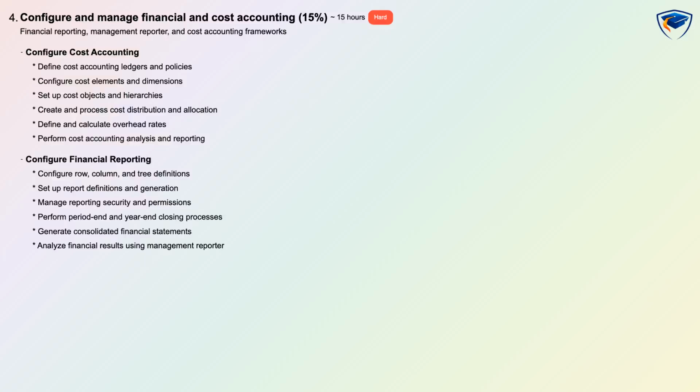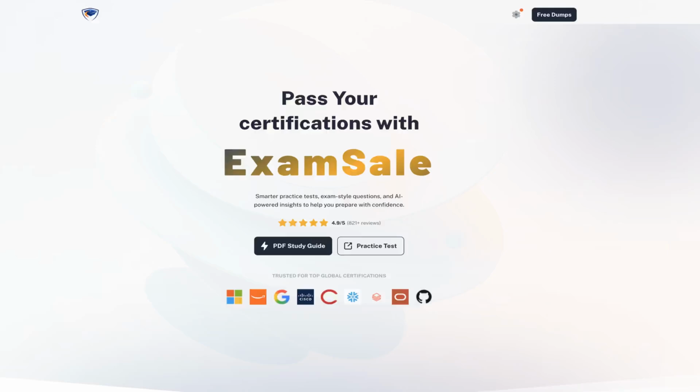The financial reporting portion covers configuring row, column and tree definitions, setting up report definitions and generation, managing reporting security and permissions, and performing period end and year end closing to produce consolidated financial statements. You will also learn to analyze results using the management reporter and cost accounting reports to support decision-making and statutory requirements. That wraps up the syllabus overview for the Microsoft Dynamics 365 Finance Functional Consultant exam.